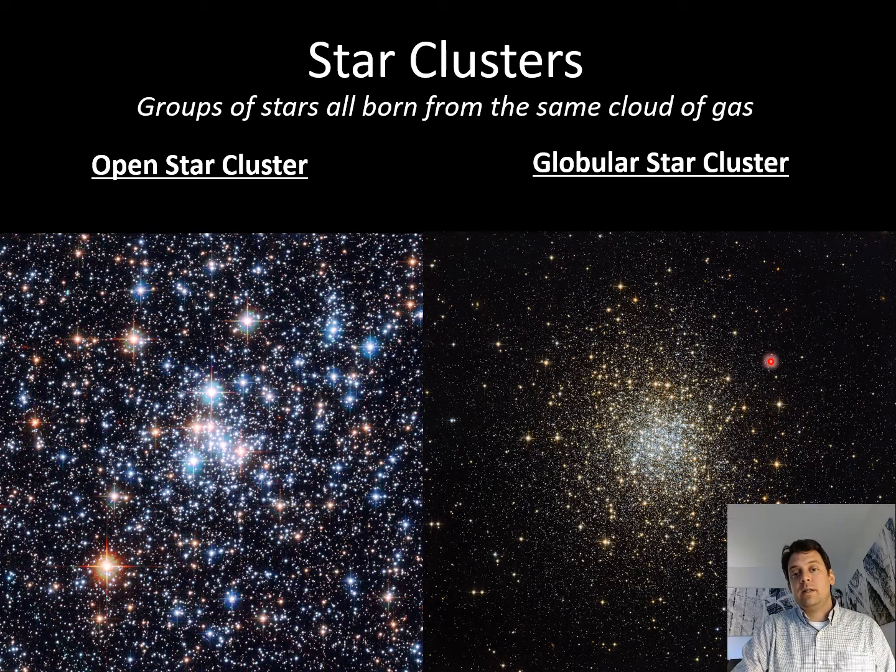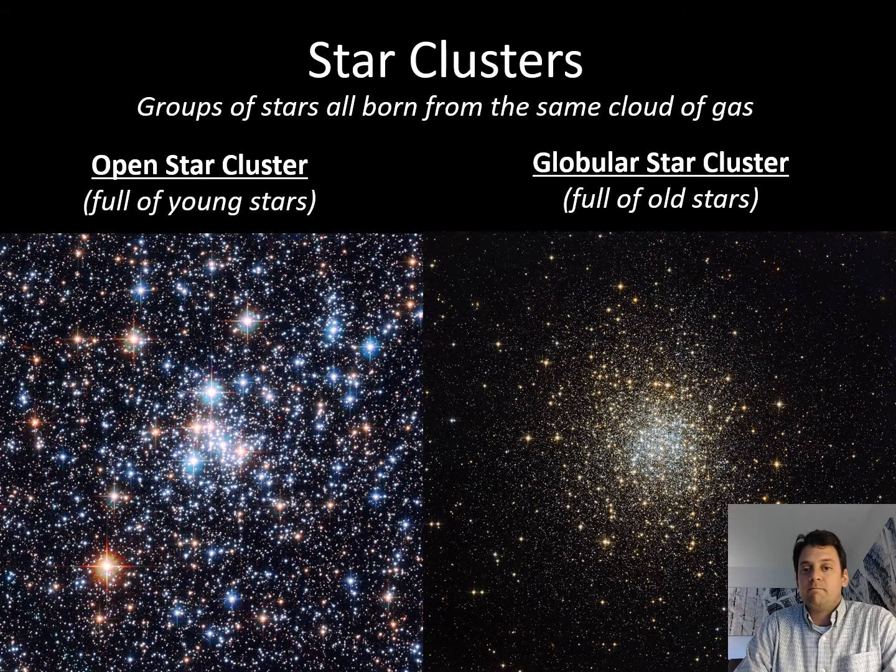On the other hand, a globular star cluster is an older star cluster which does not have very much active star formation, and that's reflected here in the fact that the vast majority of these stars are orange or red. So these are older, cooler stars. To summarize, an open star cluster is full of young stars, and a globular star cluster is full of old stars.